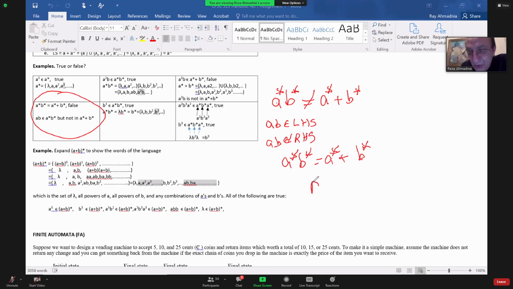If you remember, two sets are equal if A is a subset of B, meaning everything in A is in B, and B is a subset of A in discrete math. If everything in A is in B and everything in B is in A, then these two sets are the same. Everything here is here, so this is true. But is everything here also here? No. One word, AB, is here, but is not here.